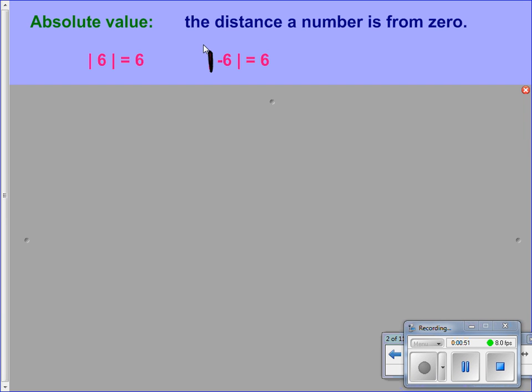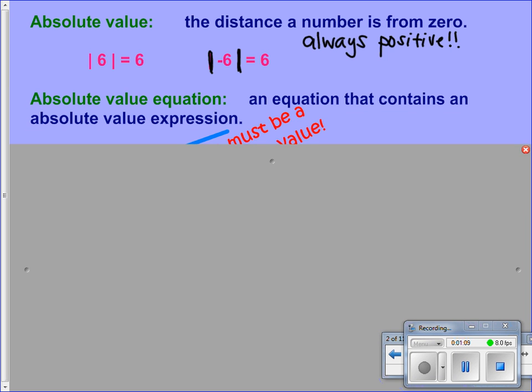The sticks here are those absolute value signs, but here is the key. Absolute values are always positive. There is no way to have a negative distance to 0. So the answer to an absolute value problem is always, always, always positive.